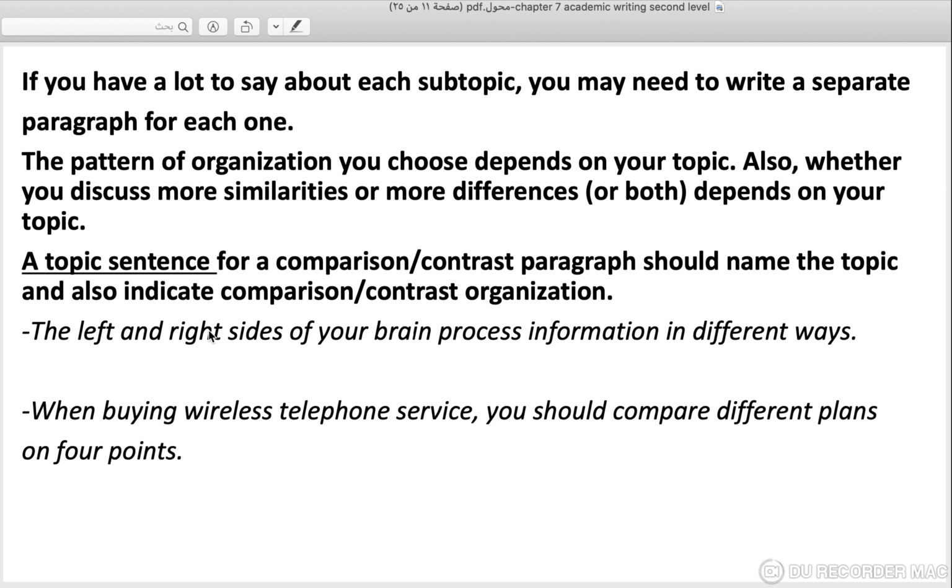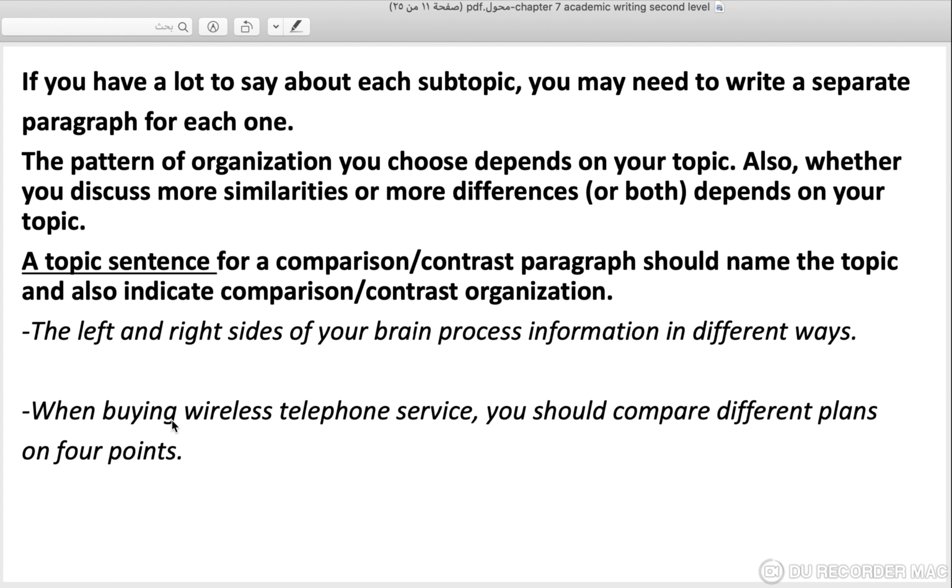A topic sentence for a comparison contrast paragraph should name the topic and also indicate comparison, contrast, organization. فمثلا هنا the left and right sides هنا شنو name it the topic اسم التوبيك of your brain process information in different way. أيضا هنا بين أنه عندنا comparative استخدمنا in different way وإذا مثل similarities in similar way.